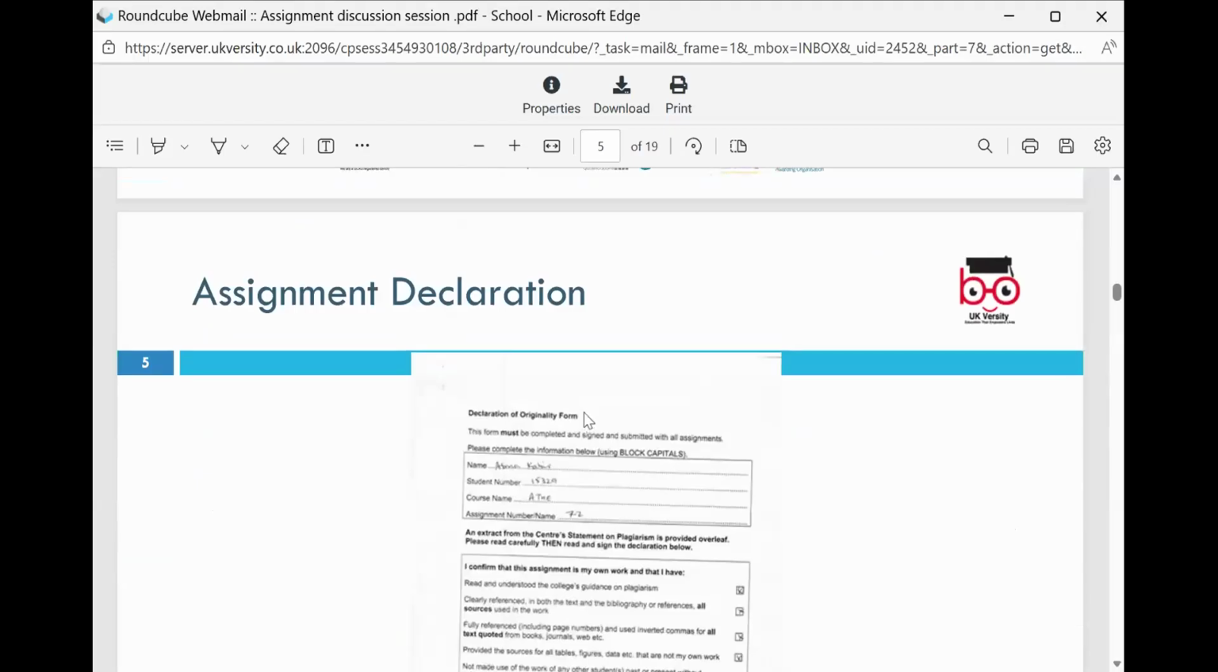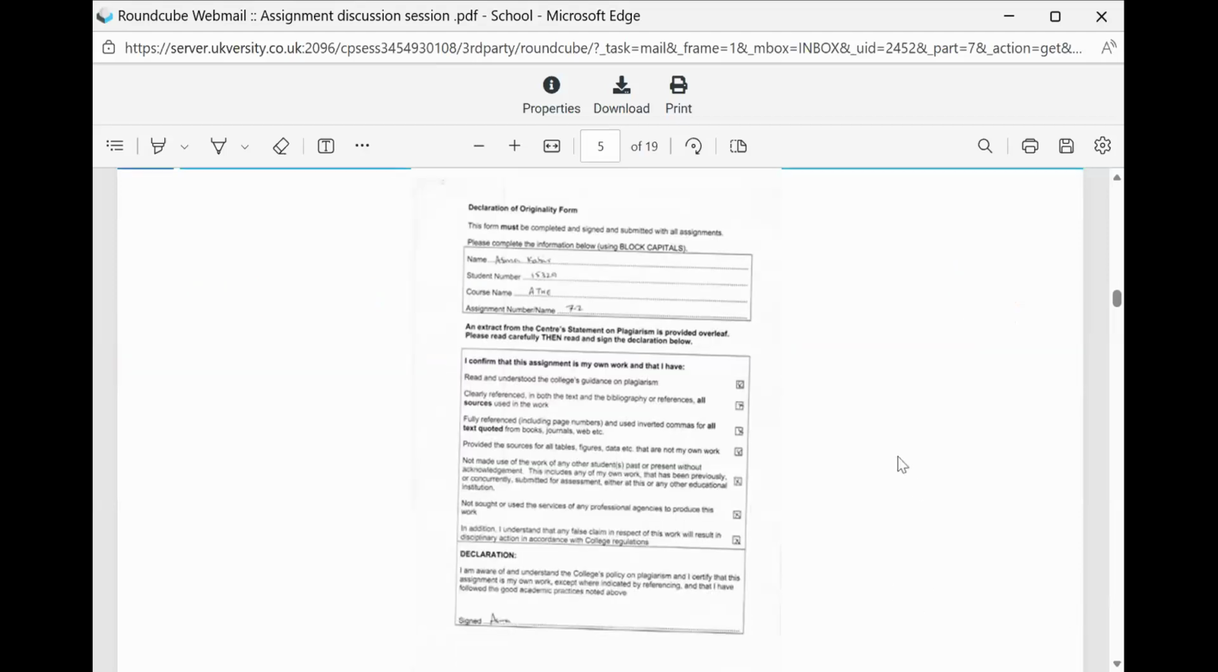Then there's the assignment declaration, which is a declaration to confirm the originality of your work, so make sure you've read the plagiarism and malpractice policy on Moodle, and that you've understood the guidance on plagiarism. The guidance is there to identify areas that you should be looking at in regards to plagiarism. You need to make sure you're referencing your work properly.